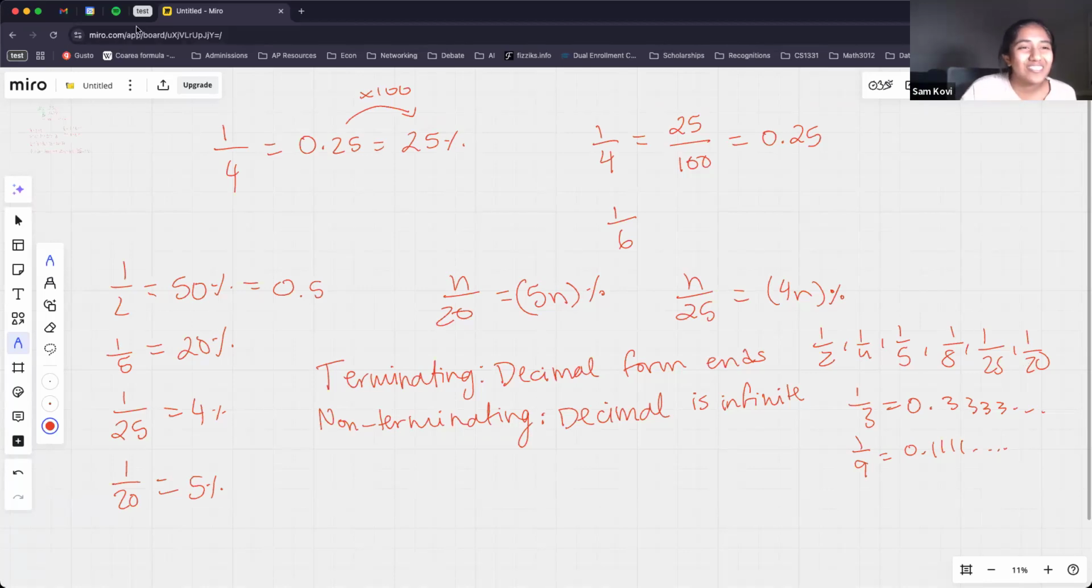Okay, awesome. Samanvi, you want to go ahead and ask your question? Does non-terminating have to have like a pattern or something? No, not always. Like we said with pi, pi is not terminating, but pi also doesn't repeat. It literally is just a random series of numbers. So non-terminating does not have to have any pattern.